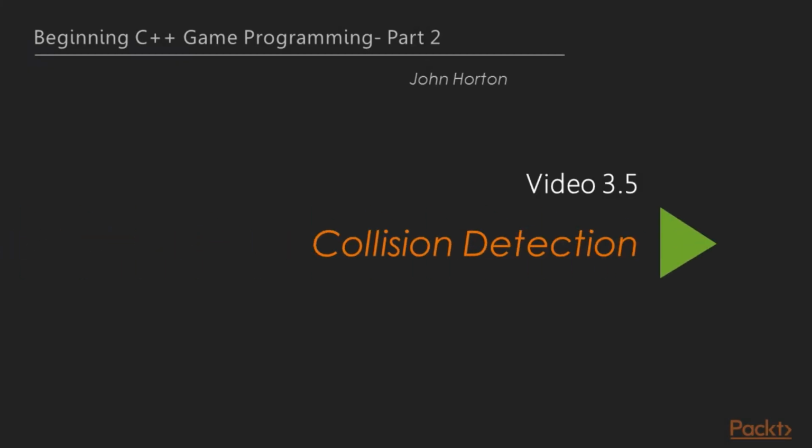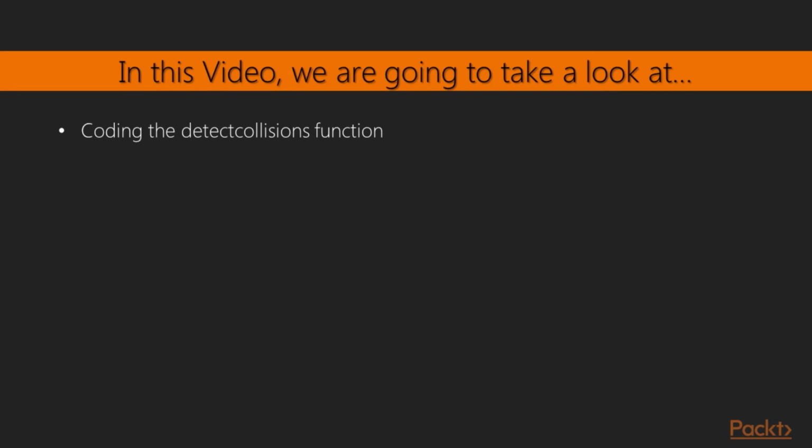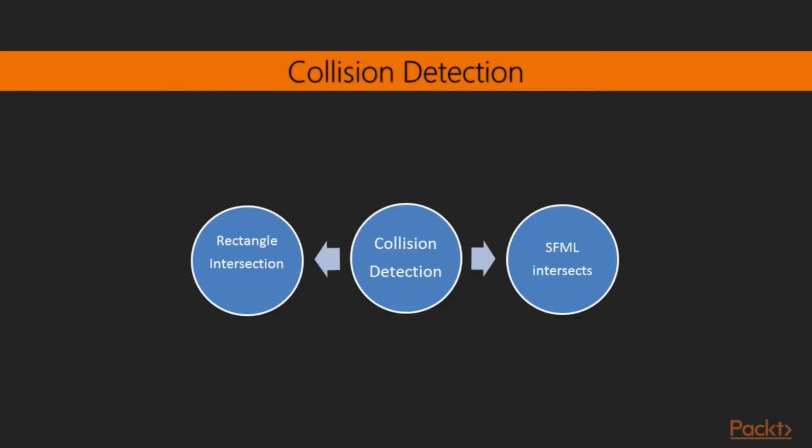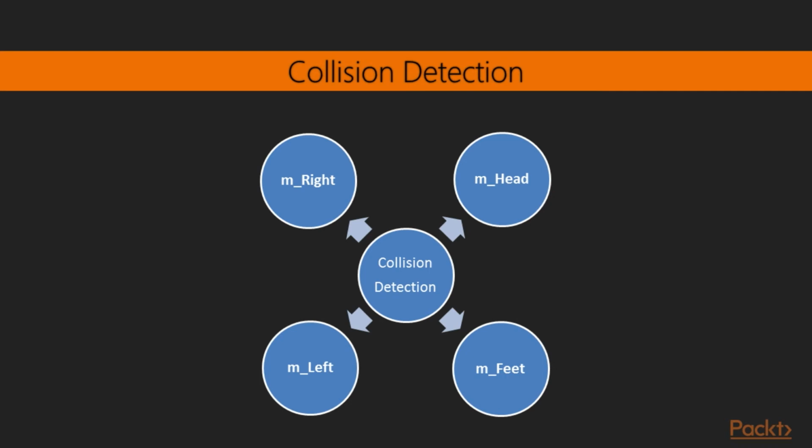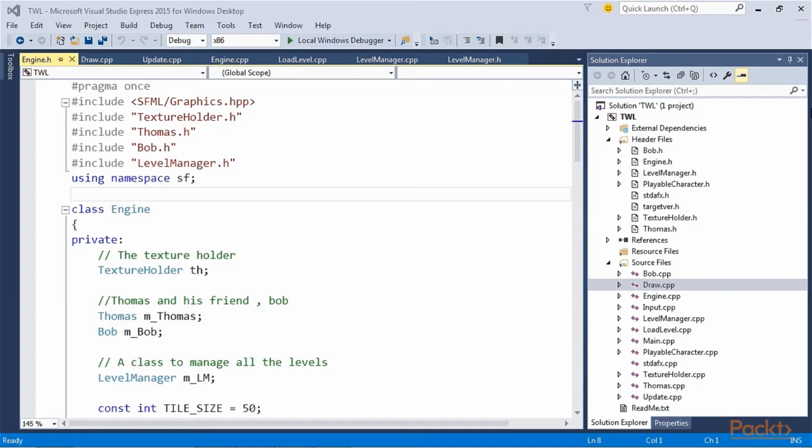Hey! This is the last video of this section, collision detection. Previously, we looked at updating the game engine. In this video, we'll be coding the detectCollisions function. We will handle collision detection using rectangle intersection and the SFML intersects function. What will be different in this project is that we will abstract the collision detection code into its own function, and Thomas and Bob, as we have already seen, have multiple rectangles, m_Head, m_Feet, m_Left, m_Right, that we need to check for collisions. Let's start coding the detectCollisions function.